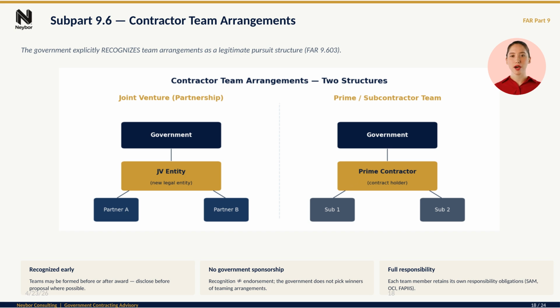On the right is the prime subcontractor team. One firm holds the contract and is the sole interface with the government. The primary contractor subcontracts portions of the work to teammates. This is by far the more common structure, especially on services work.